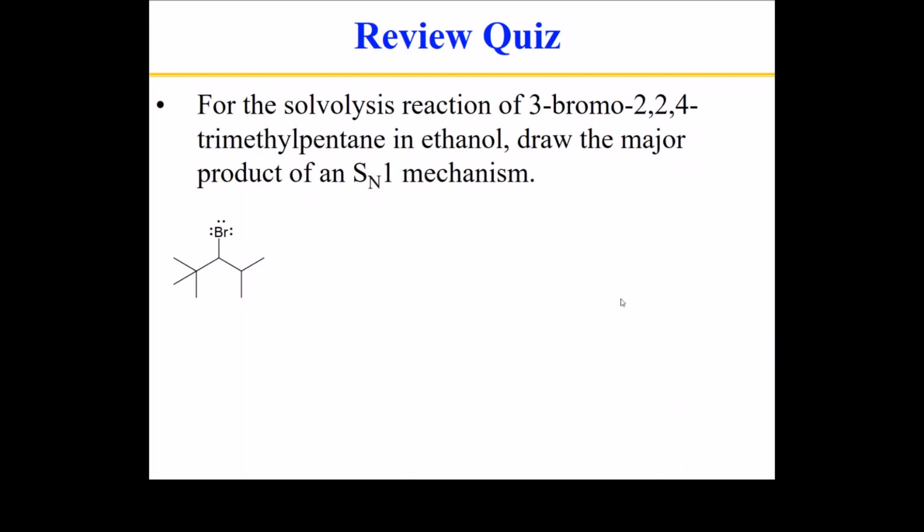Let's see what you came up with. Well, in an SN1 mechanism, the first thing that you would expect to occur is the loss of the bromine as a leaving group to form a carbocation. This is a secondary carbocation, and when you see an SN1 solvolysis of a secondary alkyl halide, you expect any secondary carbocation to shift. If we look to the right-hand side, there is a hydride group that can shift, and the left-hand side also has a methyl group that can shift.